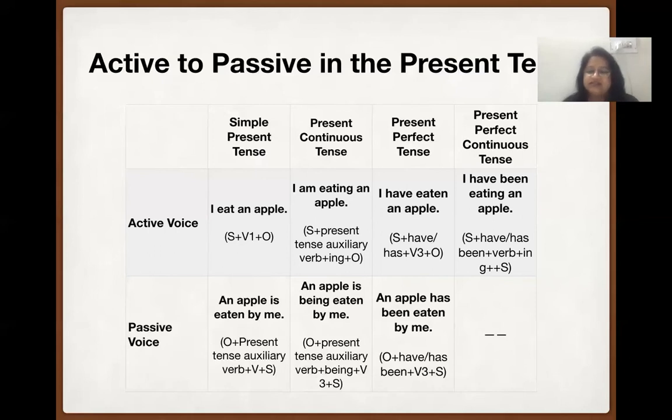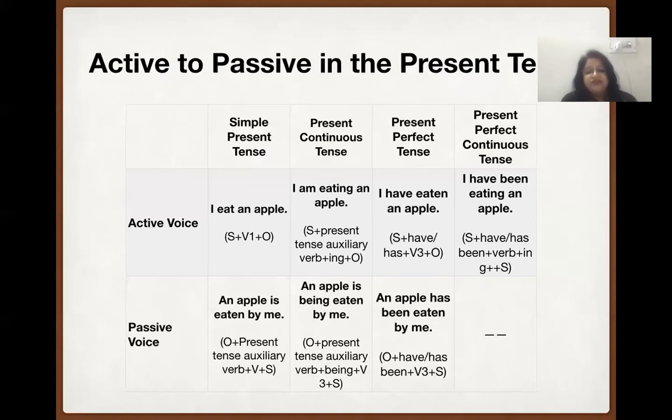So, okay. As I was saying, if we dissect this sentence, O plus present tense auxiliary verb plus being plus V3 plus S. Okay. O is an apple. Present tense auxiliary verb is plus being, we have written an apple is being plus V3, that is eaten, and the subject is me, so by me. Okay, so just apply these formulas and you will come to the correct answer each time. Now take a look at the third one, which is the present perfect tense. I have eaten an apple.